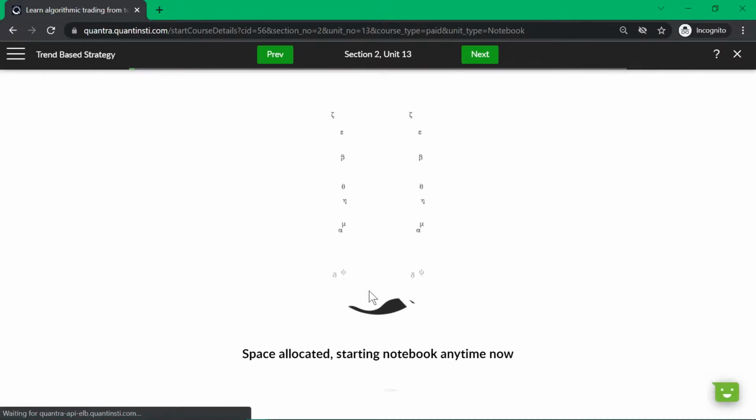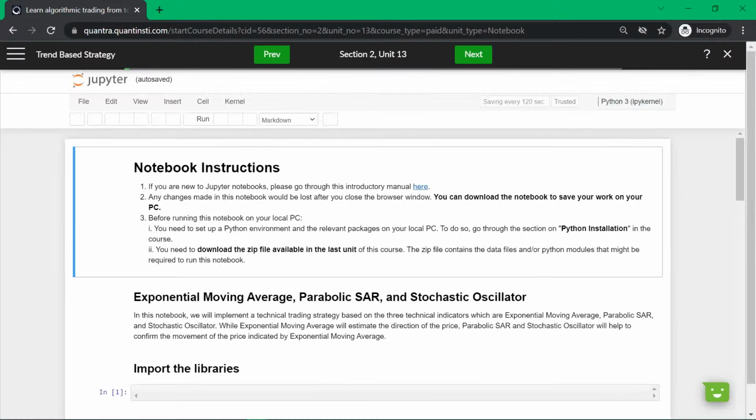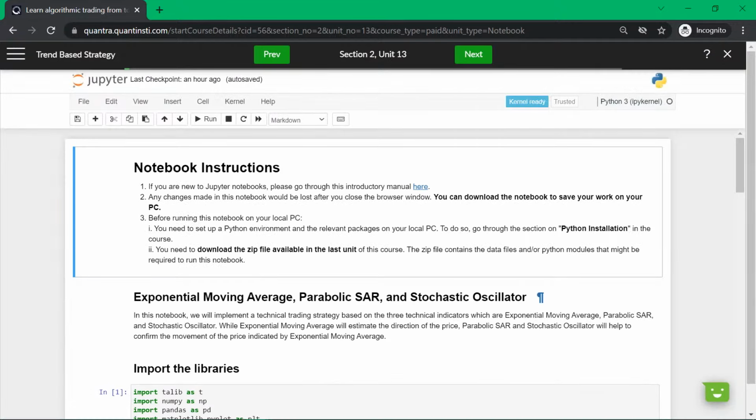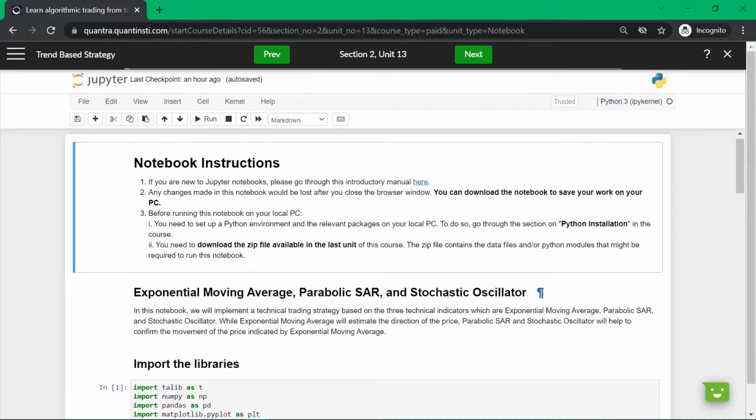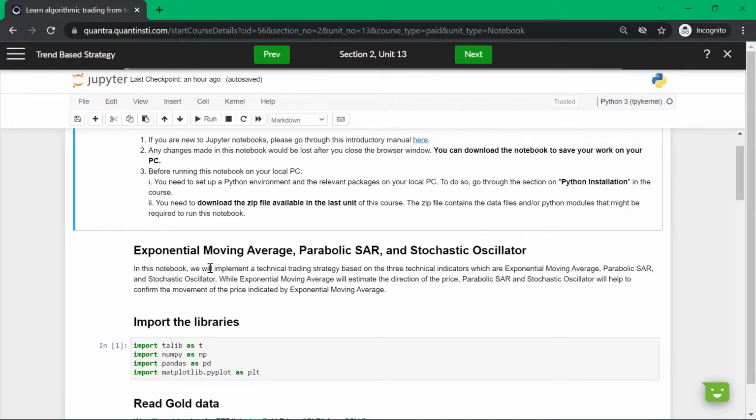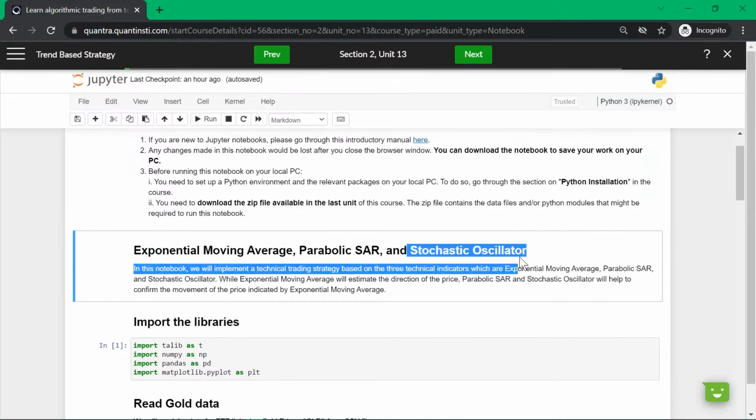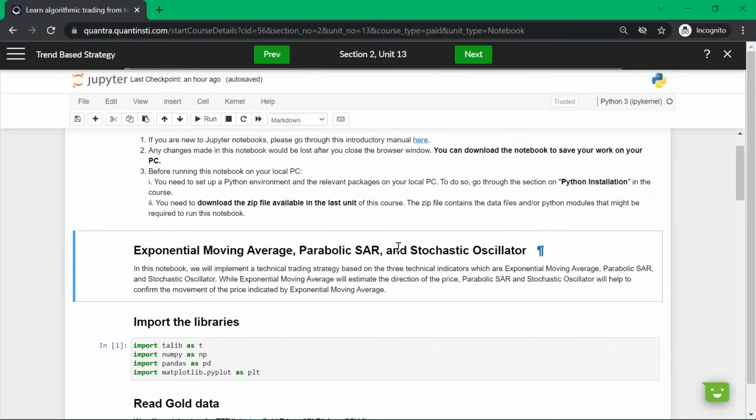So as discussed earlier, to create a quantitative trading strategy, you can either use technical indicators, mathematical models, statistical models, or your own hypothesis. So in this notebook, we are going to use 3 technical indicators to create a trend trading strategy. So we are going to use exponential moving average, parabolic SAR, and a stochastic oscillator. Using these 3 technical indicators, we are going to design trading rules and see how the algorithm performs.